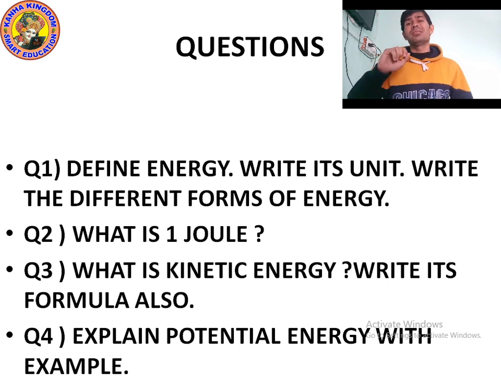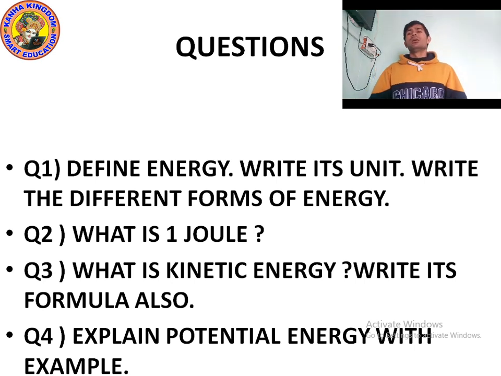Next example: if we wind the key of a toy car and place it on the ground, it moves. When we wind the key, energy is transferred to the spring inside and stored as potential energy. That's why after some time the car gets its original position, meaning it stops. I hope you understood.